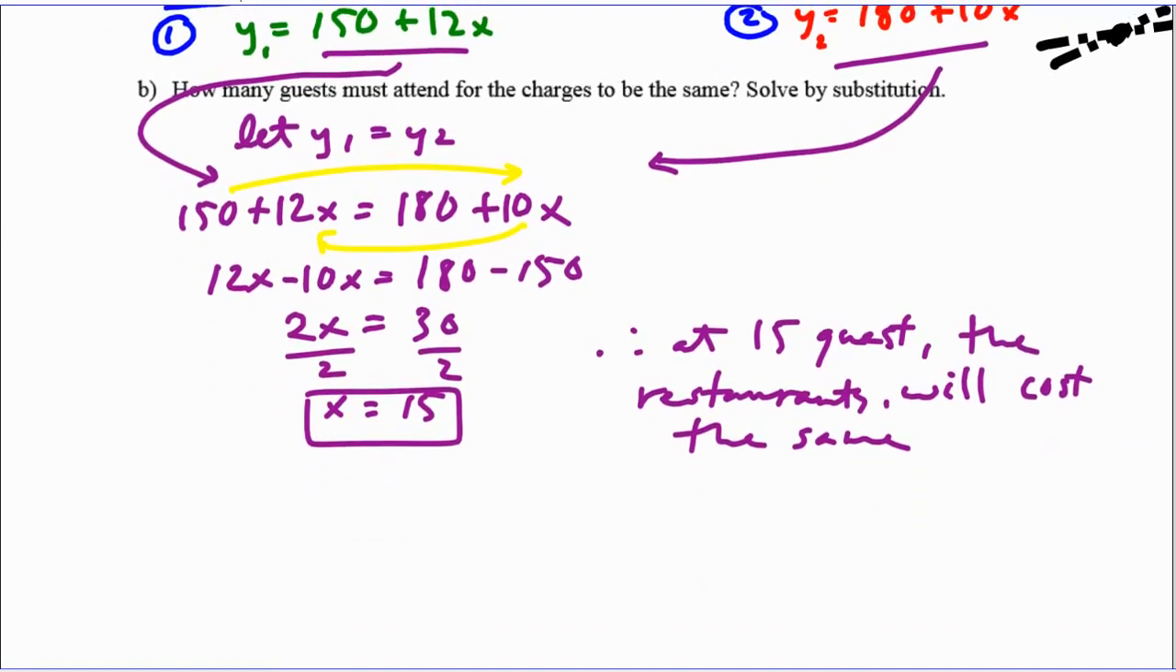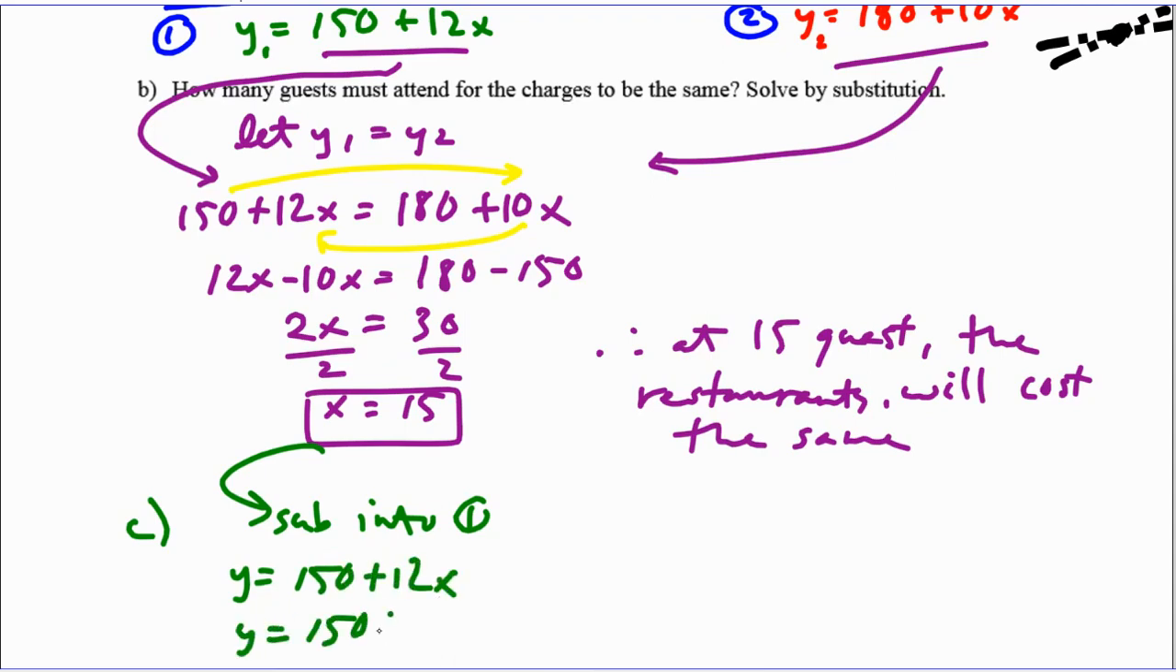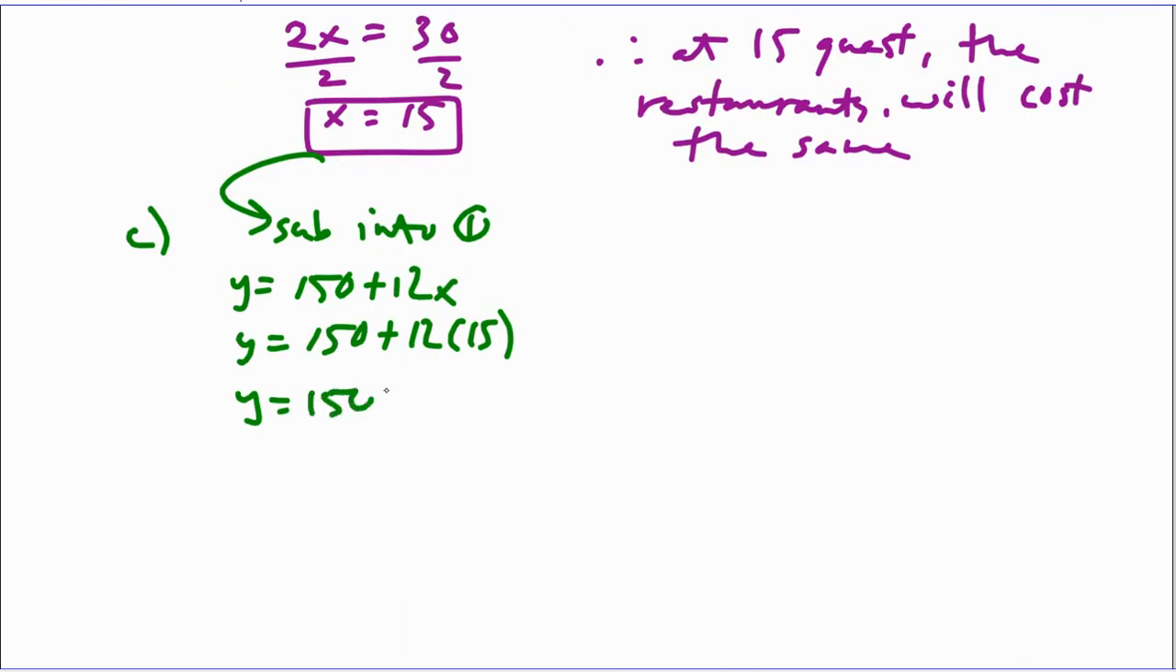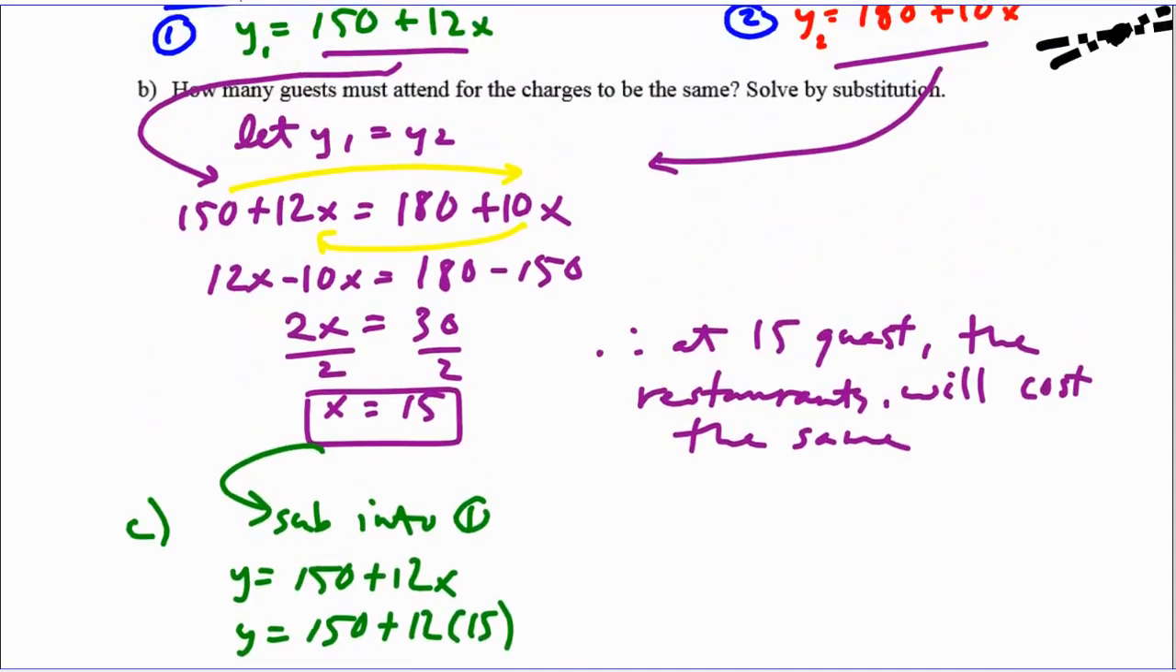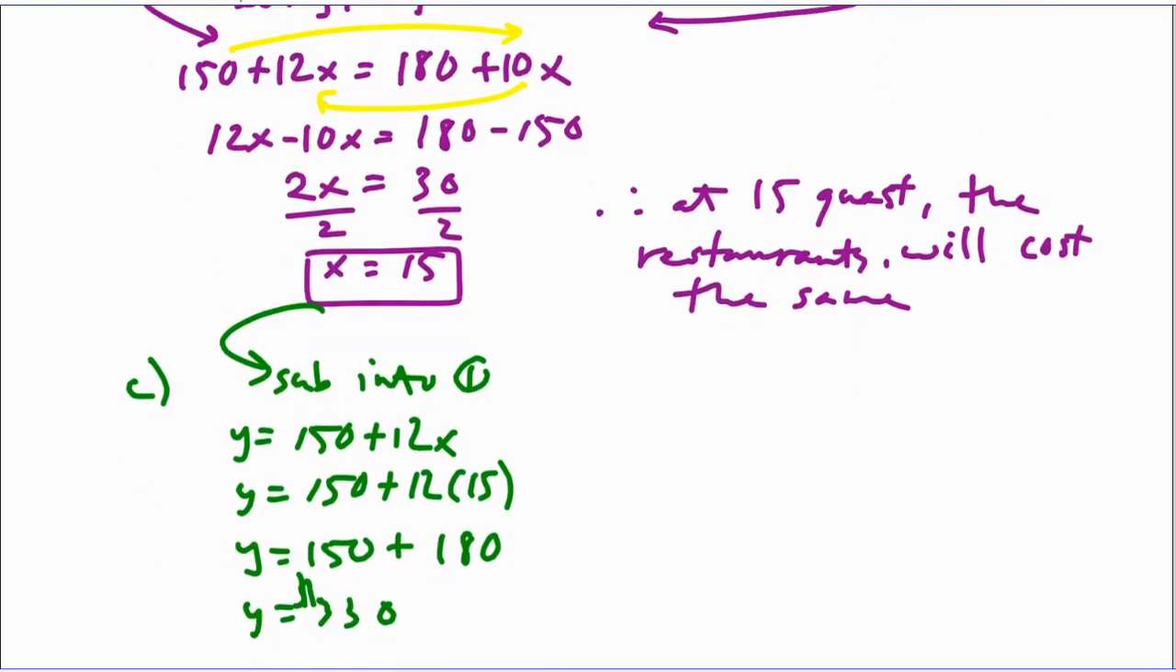If we wanted to do that quickly, let's say there was a part C to this, I would just substitute that into whichever one looked nicer and easier. So let's say it was 1. Okay, so remember y was equal to 150 plus 12x. So y equals 150 plus 12 times 15. Do it quickly, 12 times 15 is 180, plus the 150 is 330. So both places would cost 330 at 15 guests. So it didn't ask for that, but I like to always solve things completely.